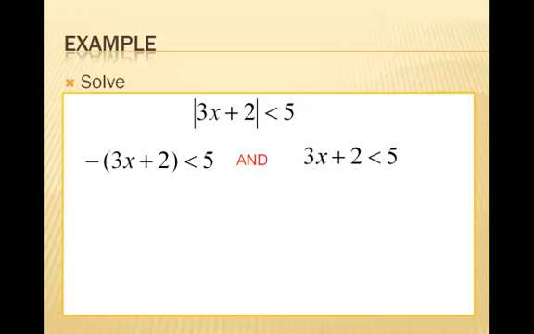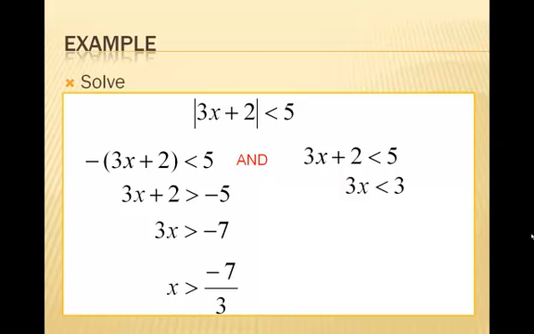With the one on the left, my first step is usually to move that negative sign to the other side. When I multiply both sides by, say, negative 1, it will flip that sign. Now I'll go through and try to isolate the x. So subtract 2 and divide by 3. This will tell me I'm looking for values of x that are greater than negative 7/3. Then turn your attention to the other one and solve that. Subtract 2 and divide by 3 to isolate the x, and that will give us that x is less than 1.